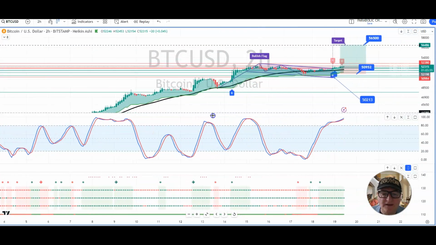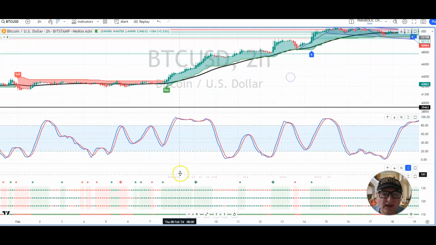So the other thing you can do, of course, is you can check to make sure all the buyers are in. All the buyers are in. So this again is a 2-hour time frame, and so therefore it's slow.